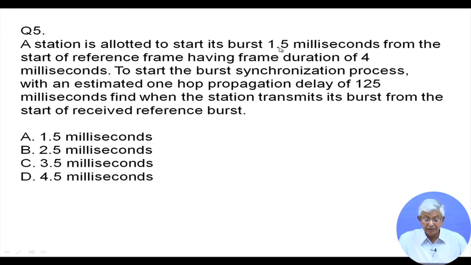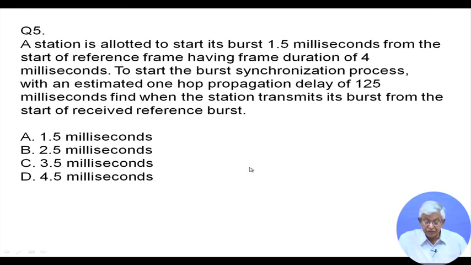A station has been allotted a burst transmission time 1.5 millisecond away from the reference burst time, that should be at the satellite. The frame duration and propagation delays are given. Since he is not sure when to transmit with respect to the reception of the start of the reference burst, after how much time should he transmit so that he meets this 1.5 millisecond criteria. And there are 4 options given: 1.5 millisecond, 2.5 millisecond, 3.5 millisecond and 4.5 millisecond.